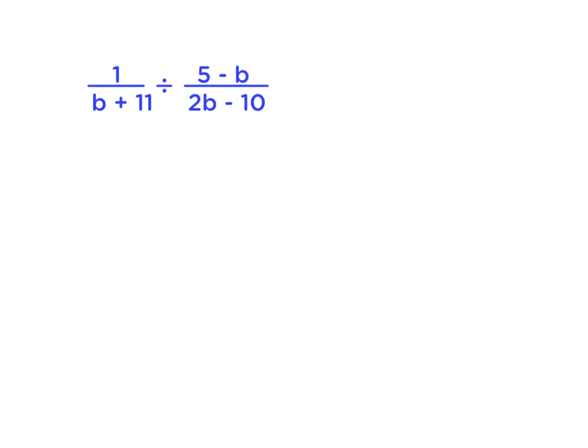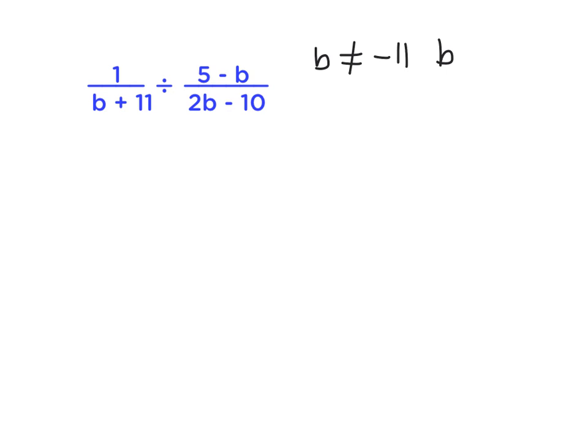First thing I have to do when simplifying rationals is to make my list of exclusions before I do anything else. So I'm going to make my list of exclusions, and anything that's going to make a denominator equal to 0 has to be excluded. So in my first term, if I had a negative 11, it would make that a 0. So negative 11 is excluded.